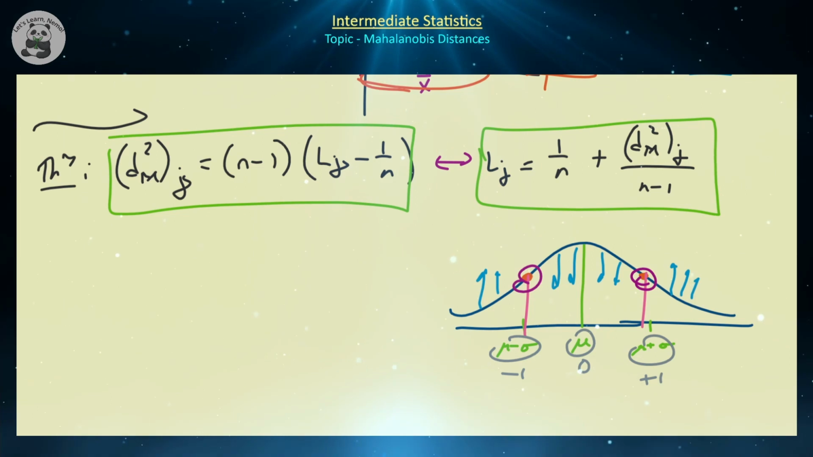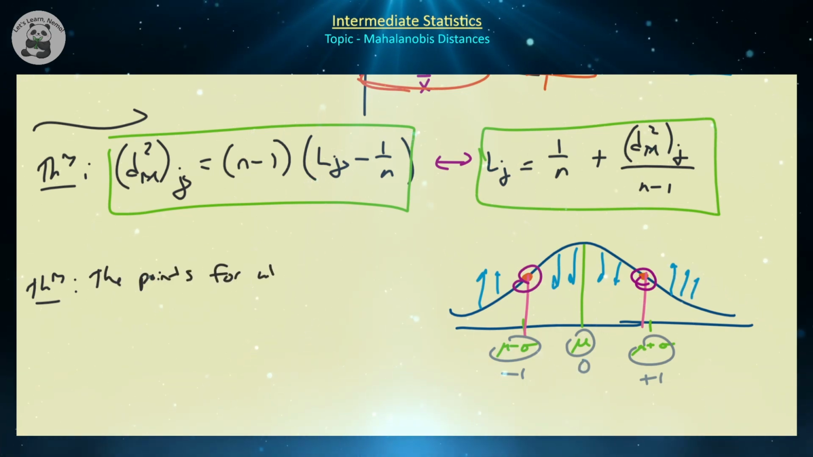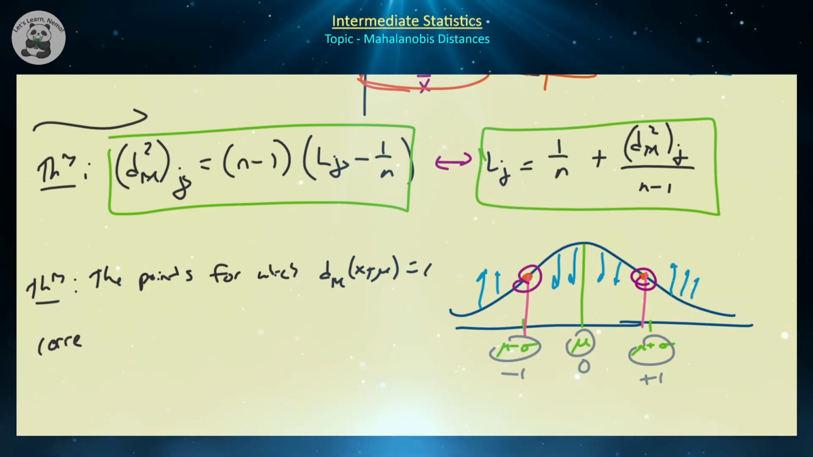So if we extend this into the multivariate case, we can clearly see that the points for which the squared, or the original, Mahalanobis distance between x and mu is equal to 1 correspond to the multivariate inflection points.